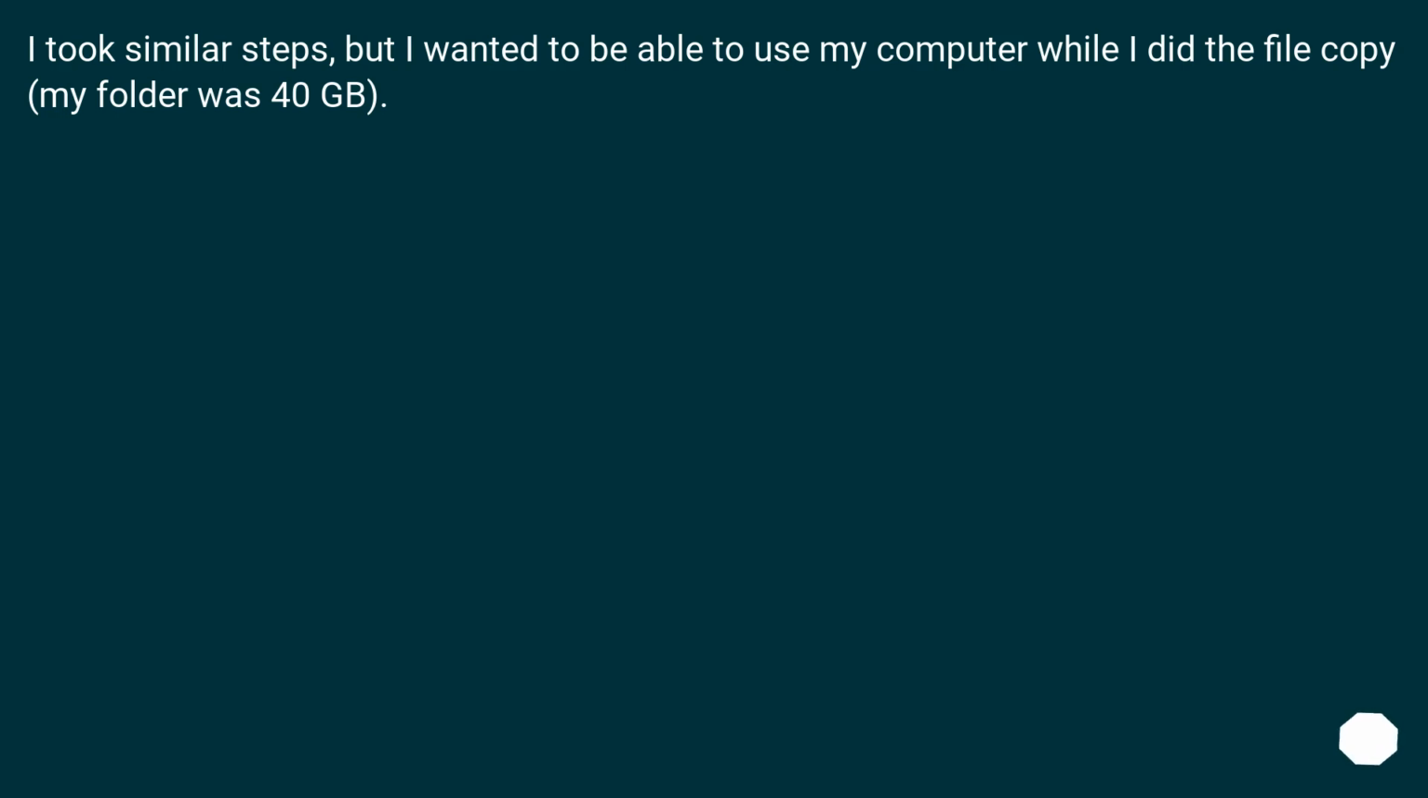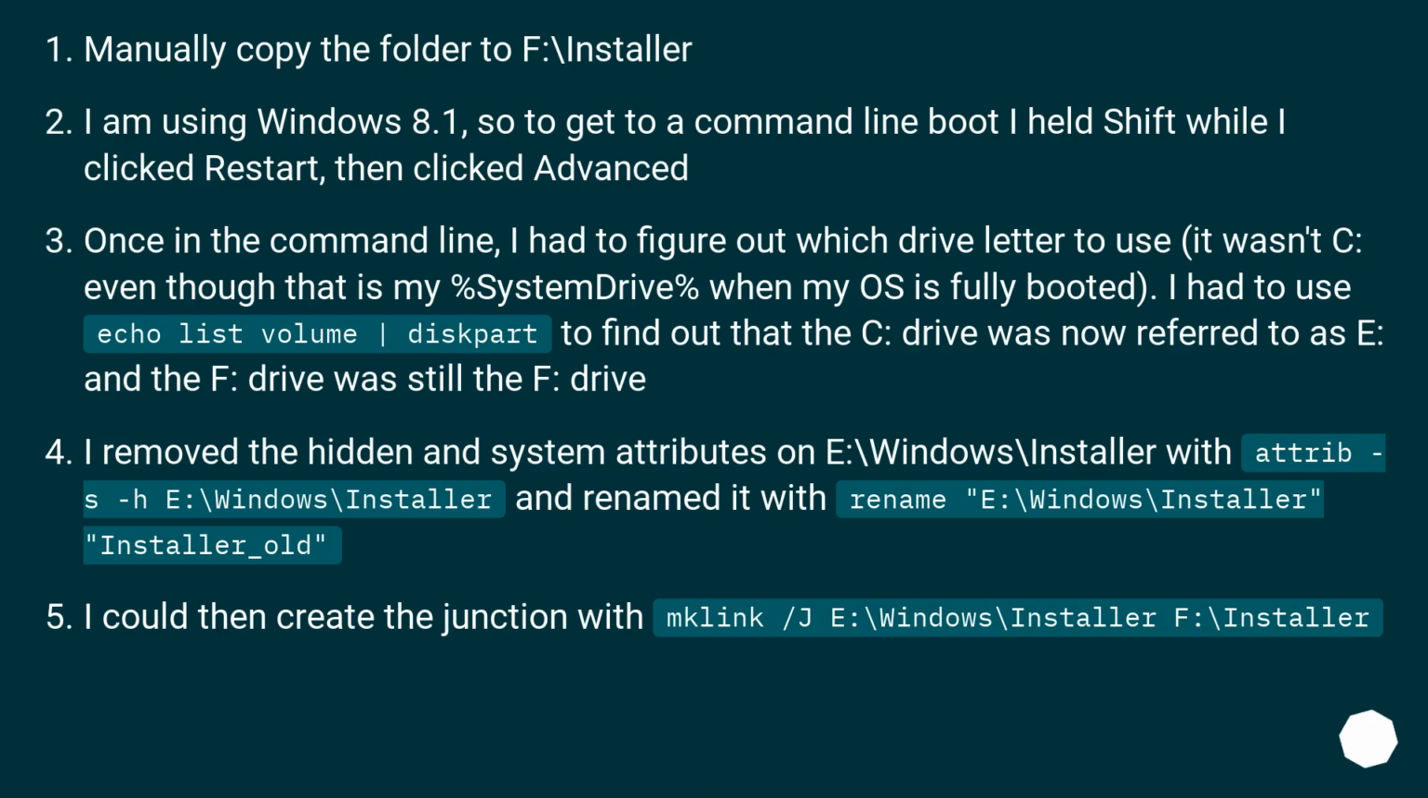I took similar steps, but I wanted to be able to use my computer while I did the file copy. My folder was 40 GB. Manually copy the folder to f:\installer. I am using Windows 8.1, so to get to a command line boot I held Shift while I clicked Restart, then clicked Advanced.